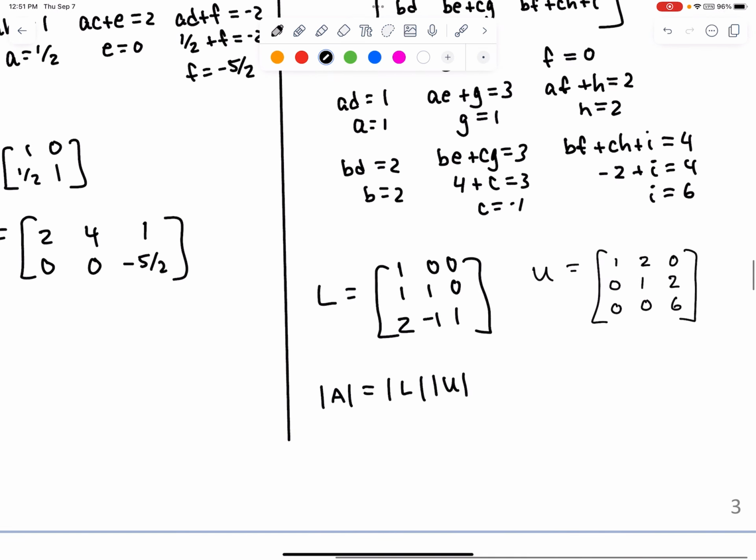And since L and U are both triangular matrices, we just need to multiply their main diagonals. So the determinant of L is 1 times 1 times 1. In fact, L is a special triangular matrix in that we designed it to have 1s on the main diagonal. Therefore, the determinant of L should always be 1 when you do an LU factorization, as described. And the determinant of U will be 1 times 1 times 6. So in the end, we get a determinant of 6.